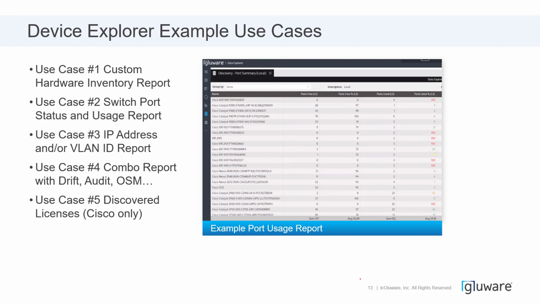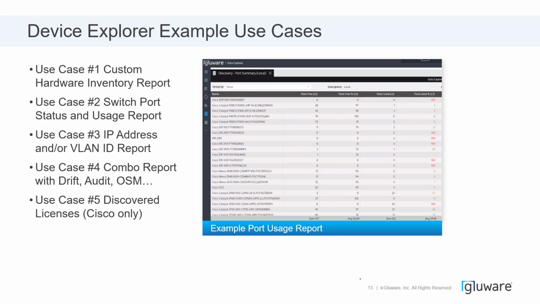Just covering the other use cases to highlight, and we're going to see a bunch of these live. A detailed hardware inventory report helps with managing the lifecycle of devices and understanding what is deployed out in your network. The second one here is the switch port usage and state report. The third one is something that comes up all the time around understanding resources like IP addresses and VLANs that are assigned in the network.